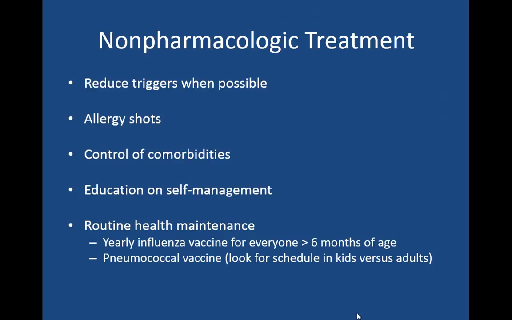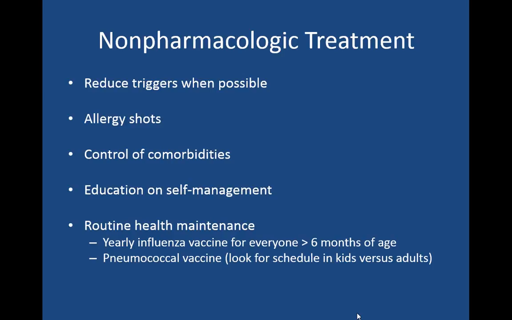Okay. Non-pharm treatments. Pretty much everything we've talked about at this point: trying to reduce those comorbidities, control them, reduce triggers when you can through allergen exposure or maybe foods that trigger asthma in patients. But just reducing triggers alone is usually not enough to control their symptoms. They're still going to need medication on top of that if they have severe enough asthma or persistent asthma.